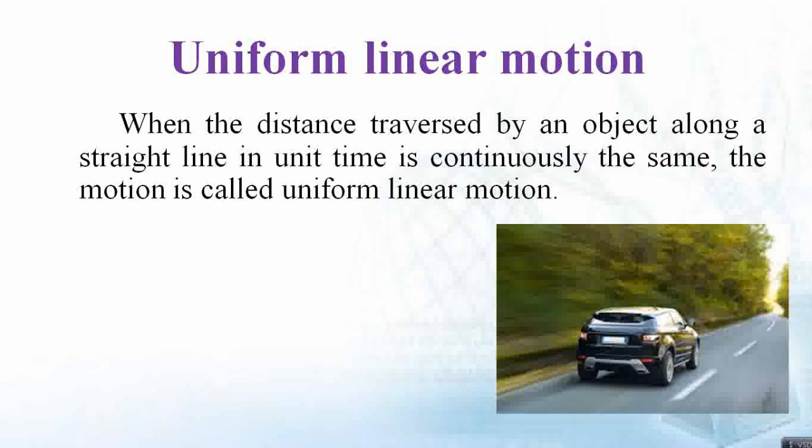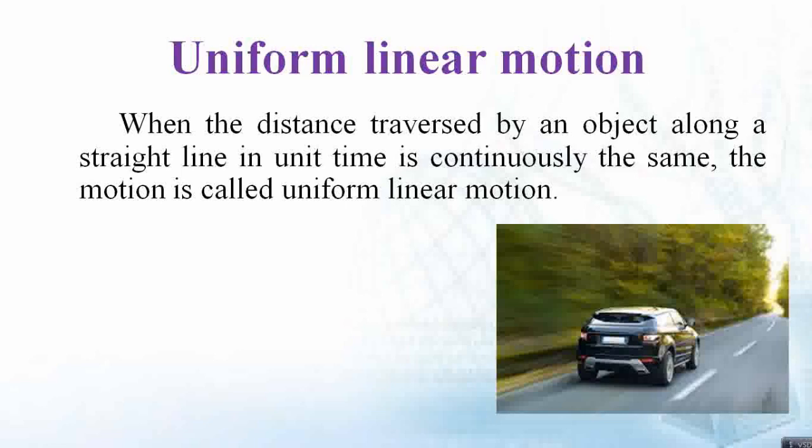Now consider the image of a car. It is moving on a straight path on the road. Suppose the car has traveled 10 kilometers in 10 minutes. So every time you record, the car will always cover 10 kilometers in 10 minutes at any point. Similarly, 20 kilometers in 20 minutes and so on.